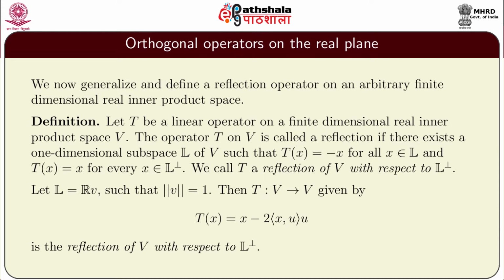We now generalize and define a reflection operator on an arbitrary finite dimensional real inner product space. Definition: let T be a linear operator on a finite dimensional real inner product space V. The operator T on V is called a reflection if there exists a one dimensional subspace L of V such that T(x) is equal to minus x for all x in L and T(x) is equal to x for all x in L perp. We call T a reflection of V with respect to L perp.